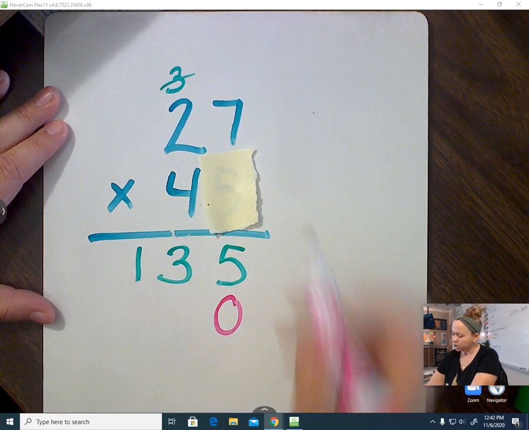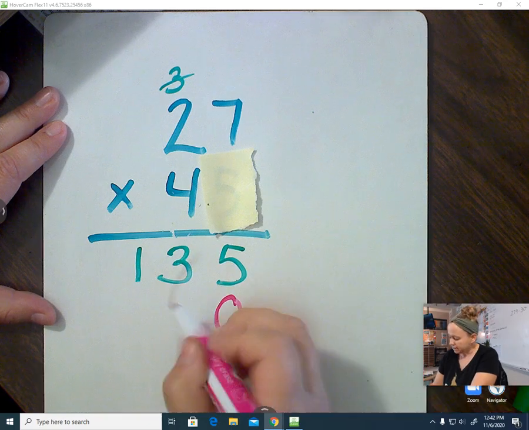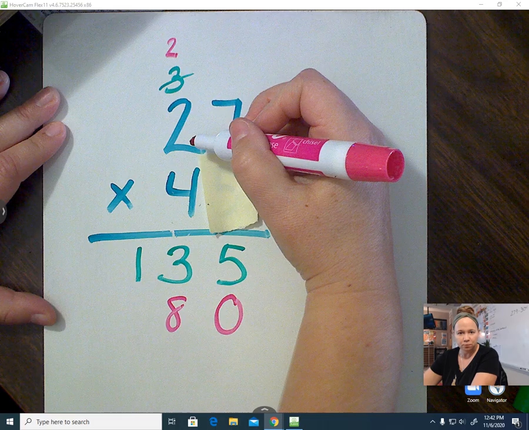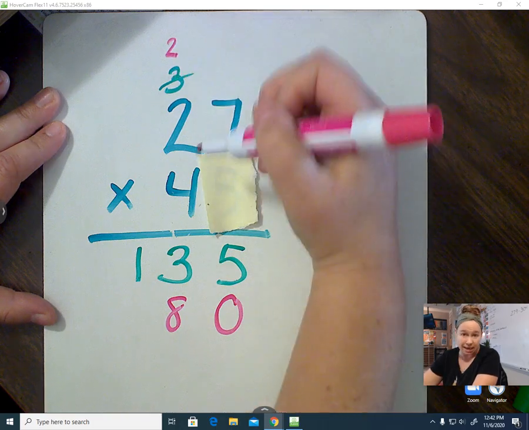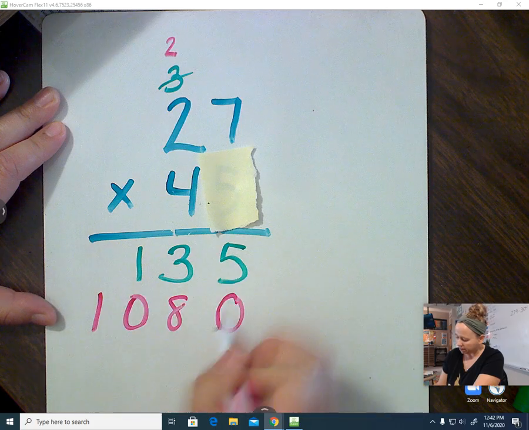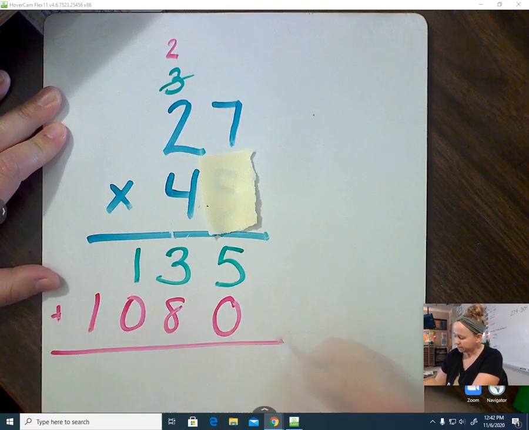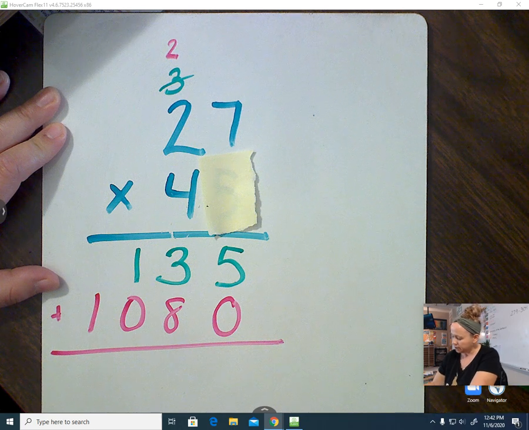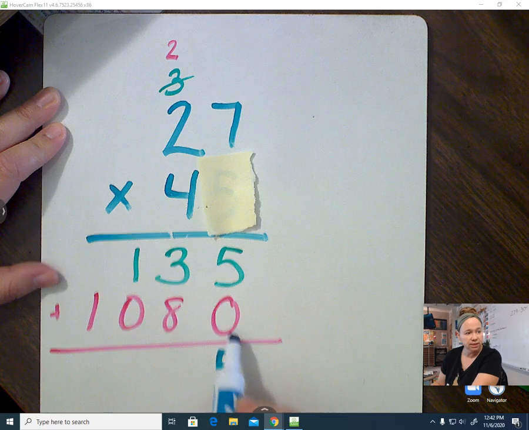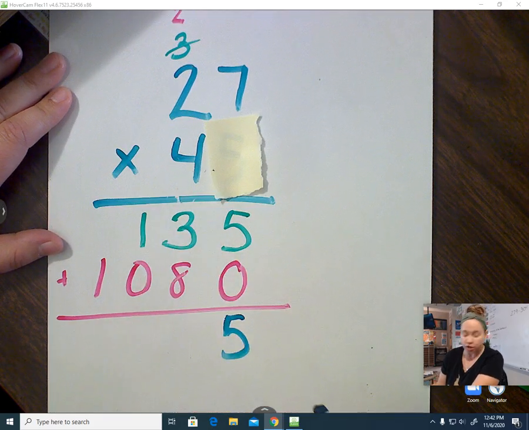Okay. 4 times 7 is 28. So I put the 8 here, carry my 2. 4 times 2 is 8 plus 2 is 10. I got ahead of myself. See how I'm lining my numbers up? It's super important. Now I'm going to add them together. All right. 5 plus 0 is 5. Did you get this number right here? If you didn't get this number, you made a mistake in the multiplying by 40. So go back and check your work.